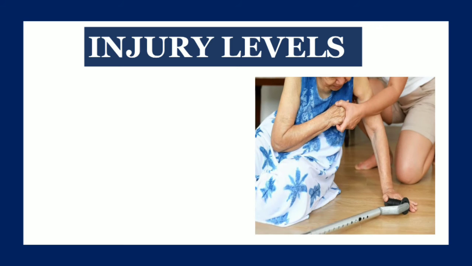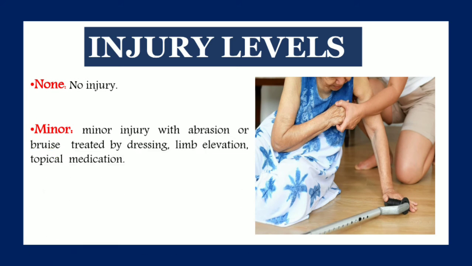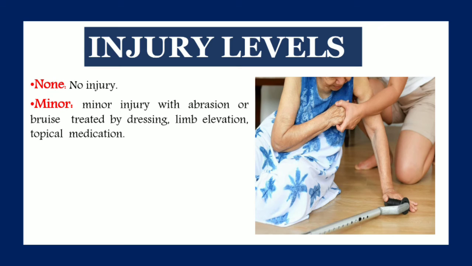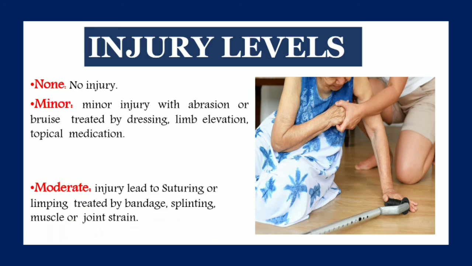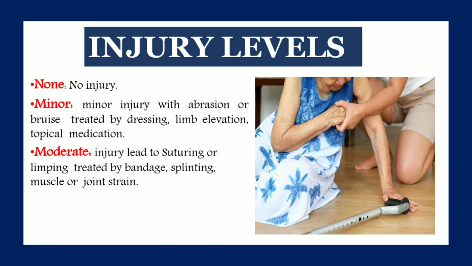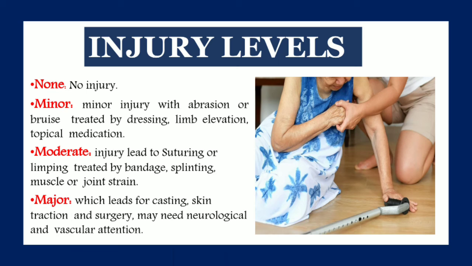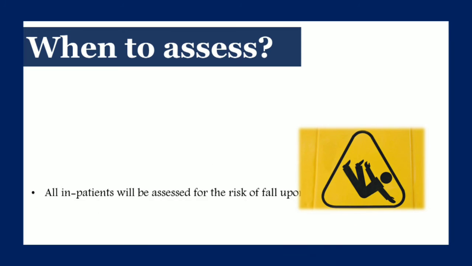After a patient falls, how do we assess the injury level? If none, no injury. Minor injury is an abrasion or bruise treated by dressing, limb elevation and topical medication. Moderate injury leads to suturing or limping, treated by bandage, splinting, muscle or joint strain. Major injury leads to casting, skin traction and surgery, which may lead to neurological and vascular attention for the patient. When to assess the Morse Fall Scale?